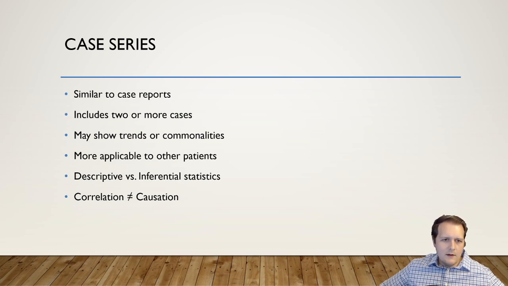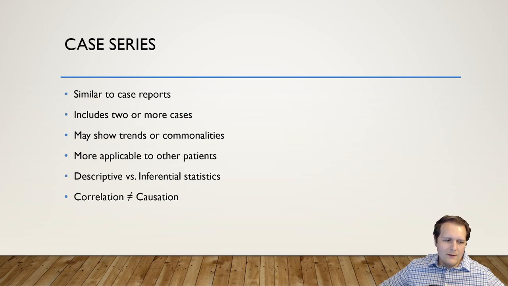And the nice thing here is that instead of just having N of 1, which could just be a random one-off, these tend to show trends or commonalities amongst cases and may be applicable to other patients. And again, it's not super strong evidence that X therapy is better than Y therapy. But, it's, again, better evidence. You can make a stronger case within these cases here. A lot of times they won't do a lot of inferential statistics.